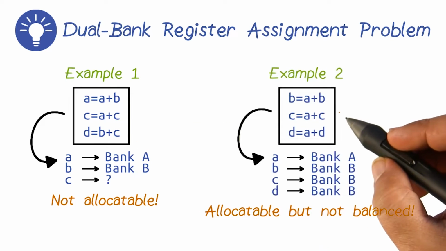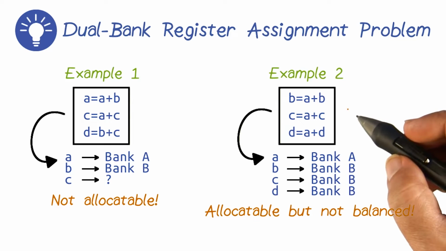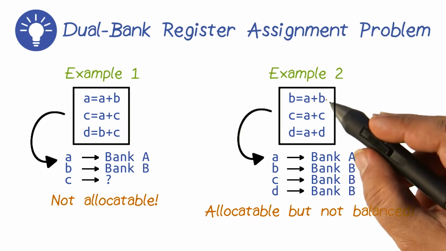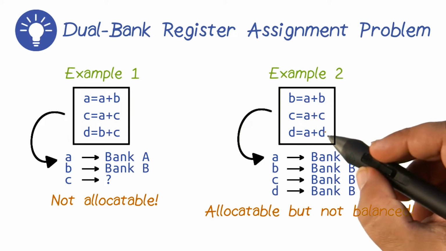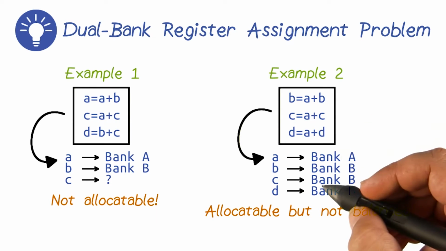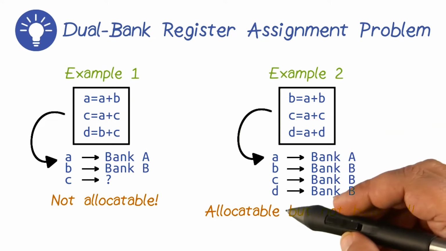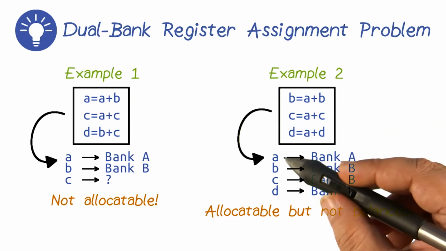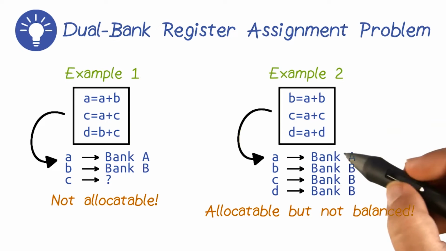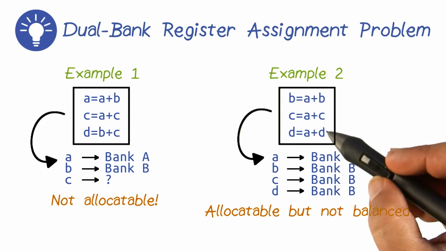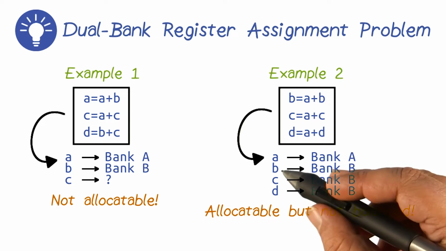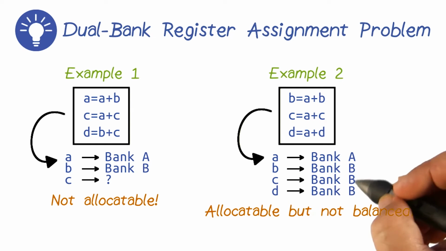Here's the second example, which poses a different kind of problem. Again, we have some code excerpt here, in which A is added to B, A is added to C, A is added to D, and so on. In this particular case, we could do an allocation as follows. We could allocate small a in bank A, and given that A is combined with all the other things, we could go ahead and allocate B, C, and D in bank B.